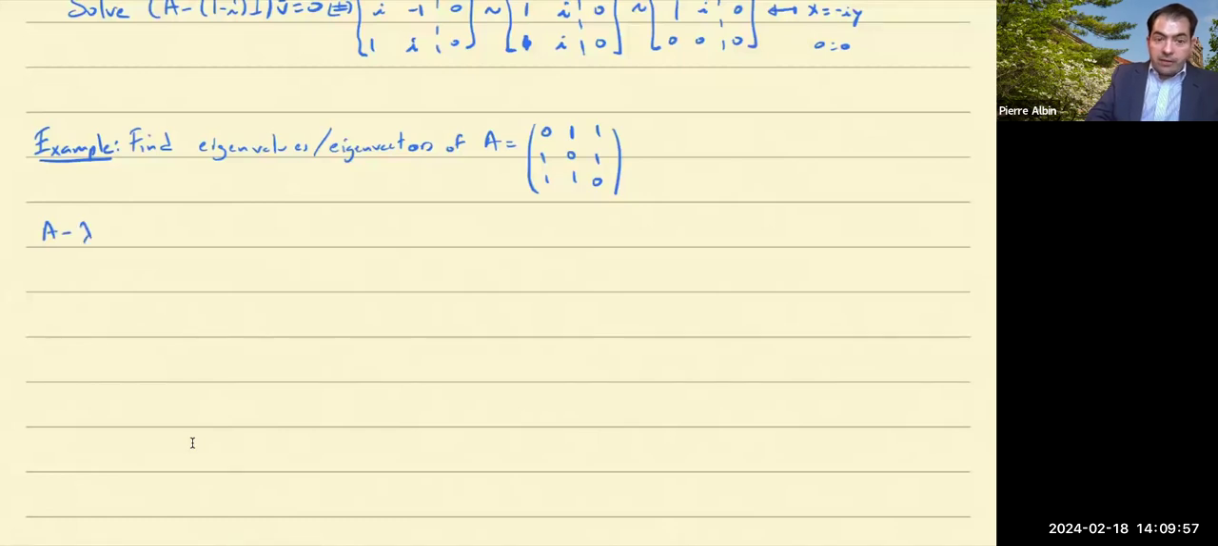I'm going to use the first method. So A minus lambda times the identity would be minus lambda, 1, 1; 1, minus lambda, 1; 1, 1, minus lambda.